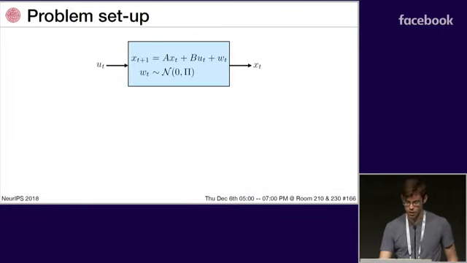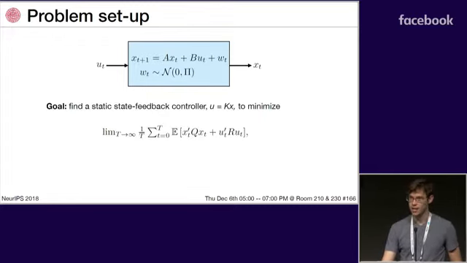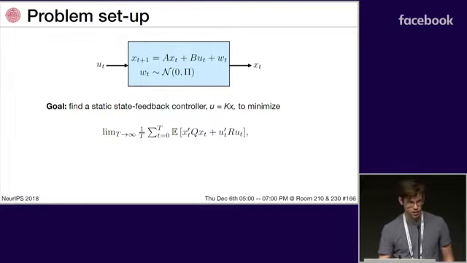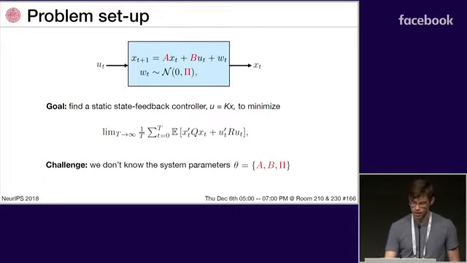So in particular, we're interested in controlling linear time-invariant dynamical systems with the goal of finding a static gain state feedback controller to minimize the infinite horizon quadratic cost given Q and R. So when the model parameters A, B, and pi are known, this would just be the standard linear quadratic regulator problem, the solution of which is well known, but we're interested in the case where the system parameters are unknown.